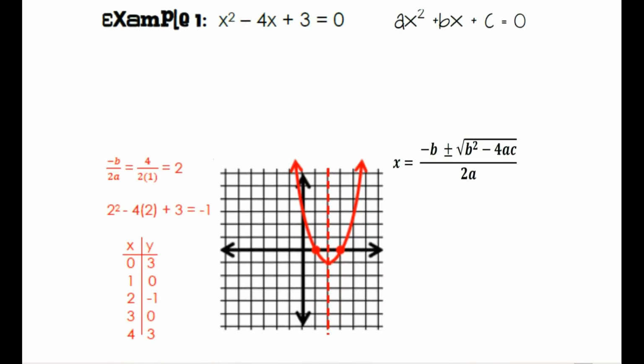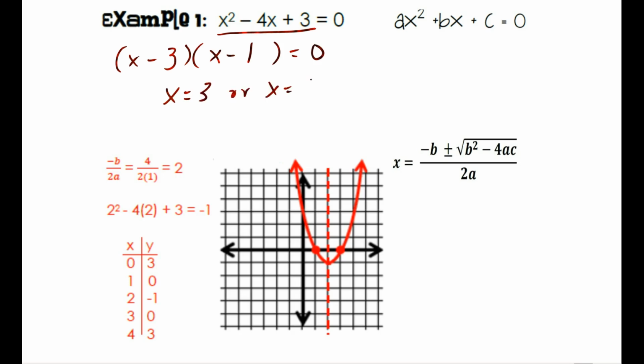So x squared minus 4x plus 3 is equal to 0. Now, normally we would factor this, right? We can say this is going to be the same sign. The sign is going to be negative. And I know that negative 3 and negative 1 work. I know that the solutions will be x equals 3 or x equals 1.